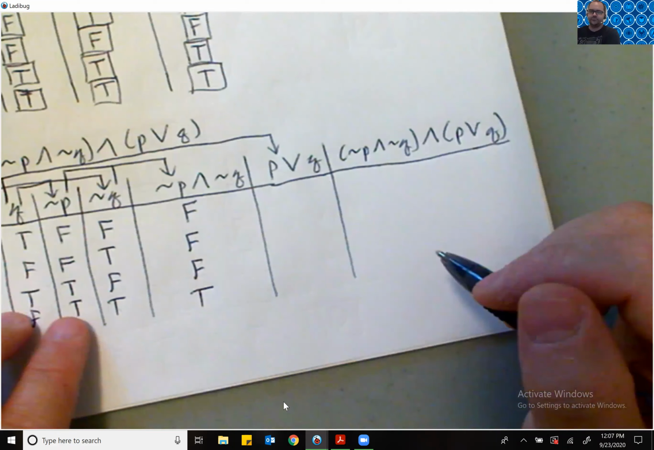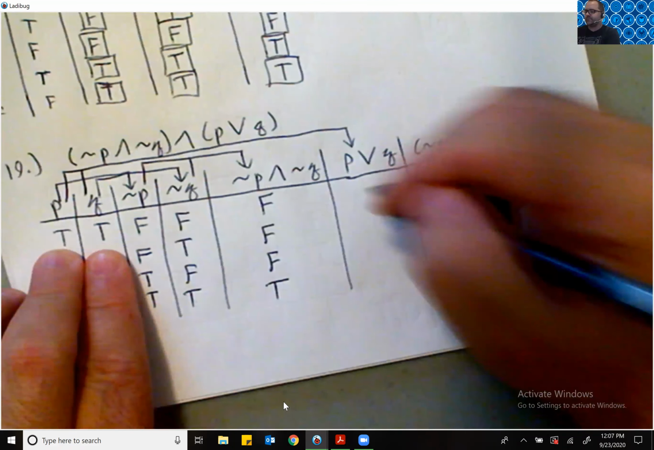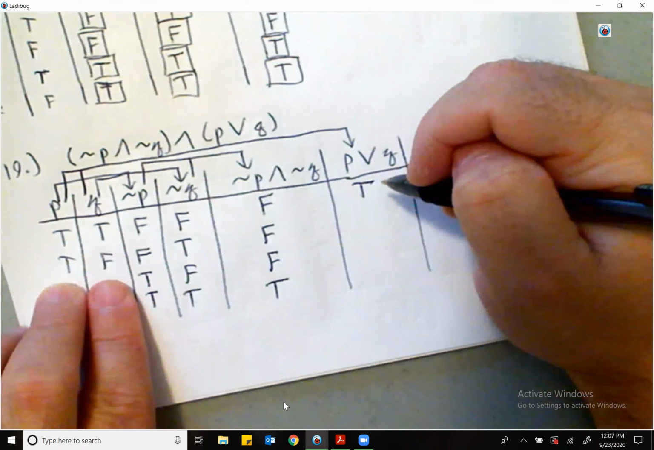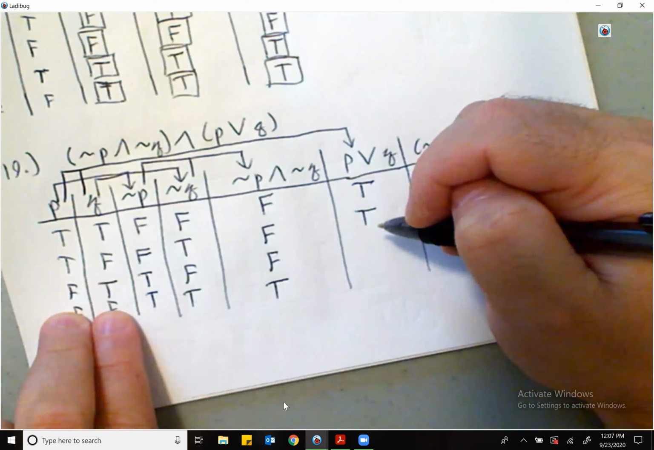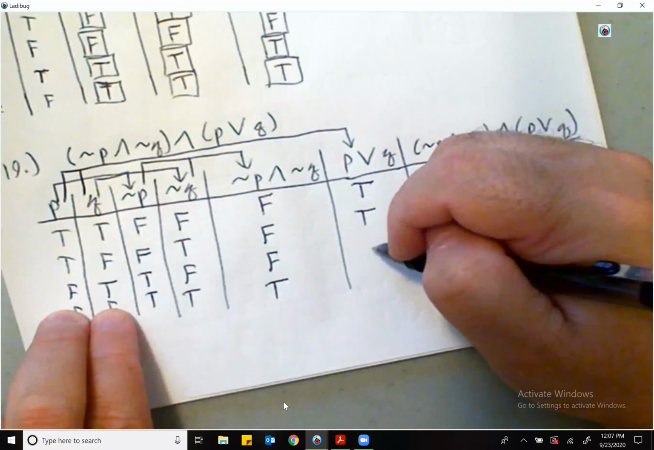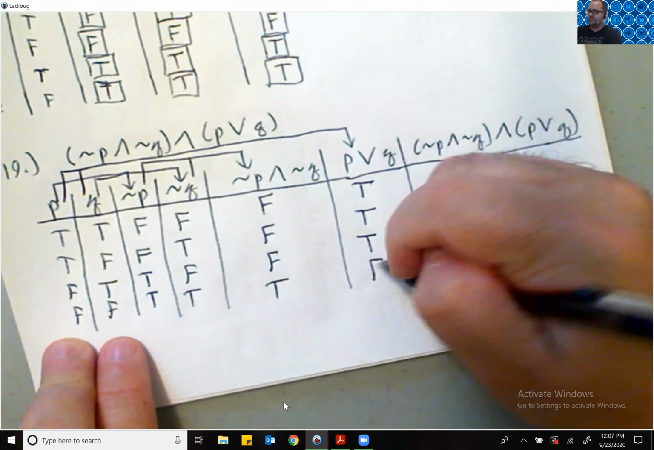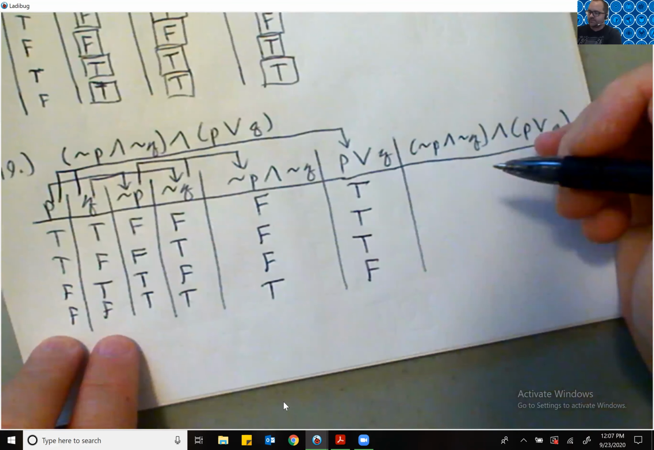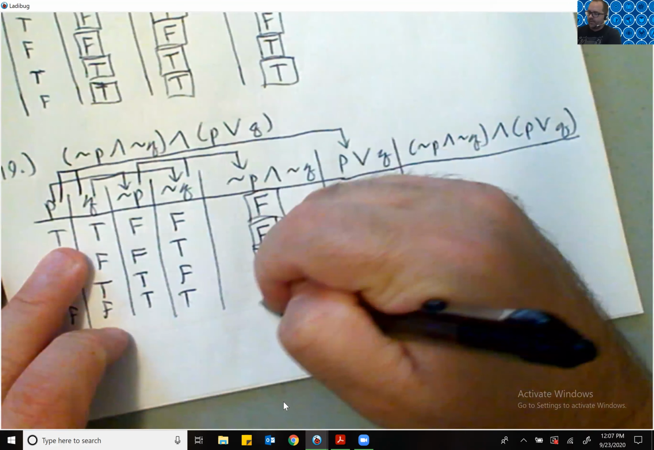All right. So true, true is true. True, false is true. False, true is true. False, false is false. Okay. And these are answers that you're going to need, so I'll box those in. And now we're on that last column.